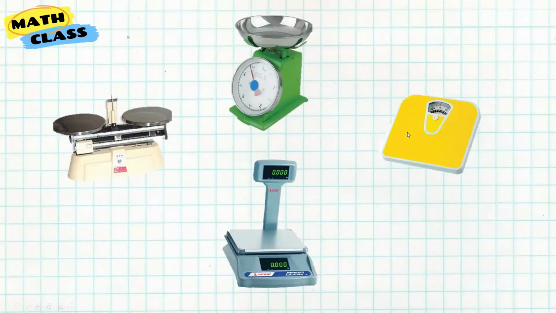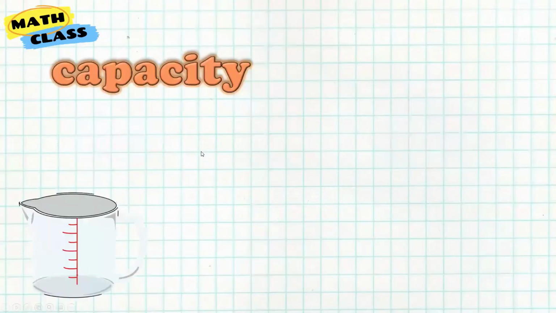So for example, if you want to get the weight of a person, we use this one. Or if you are going to get the weight of certain goods, we also use this one. And usually when we do experiments, we also use this kind of weighing scale.